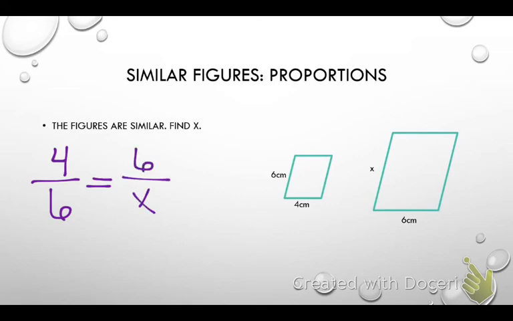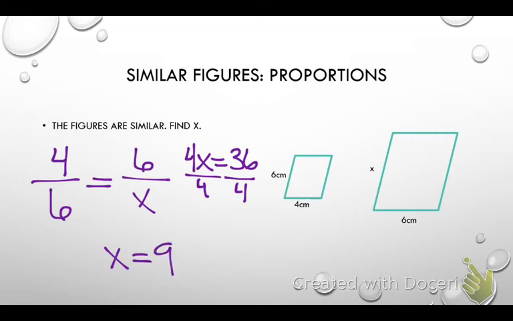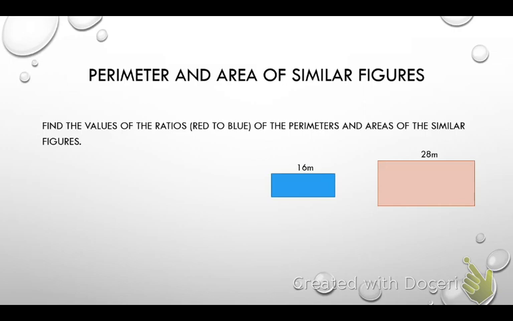Then she did her cross products, 4x equals 36. Divide both sides by 4, and x equals 9. 9 centimeters, okay? You have 2 problems like that on your test tomorrow.